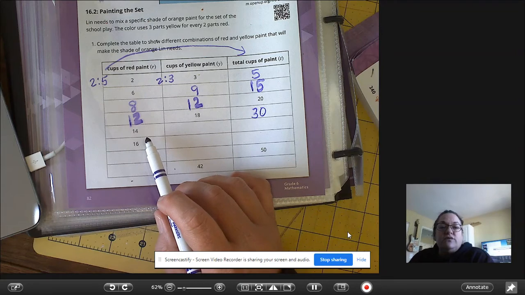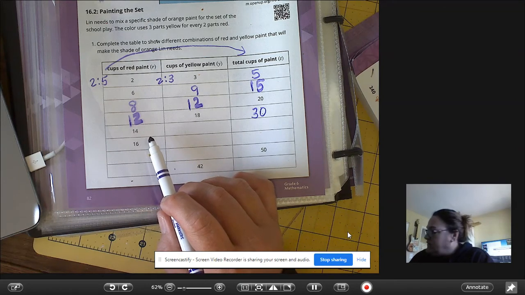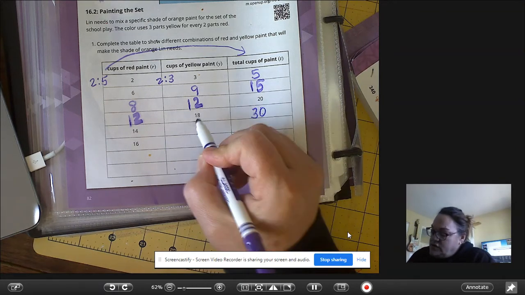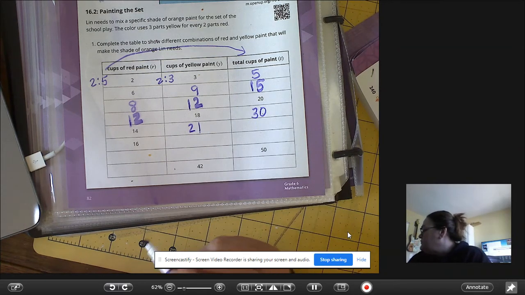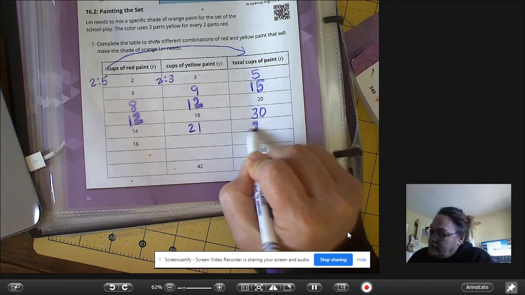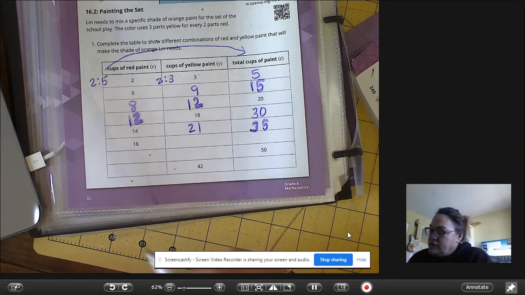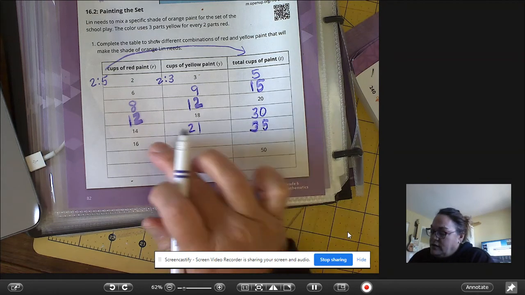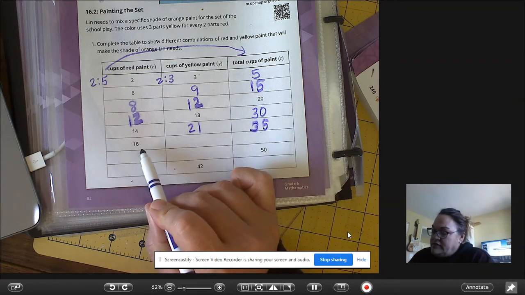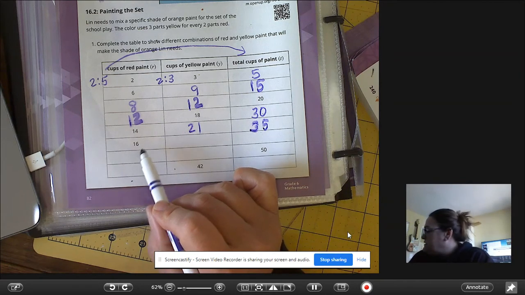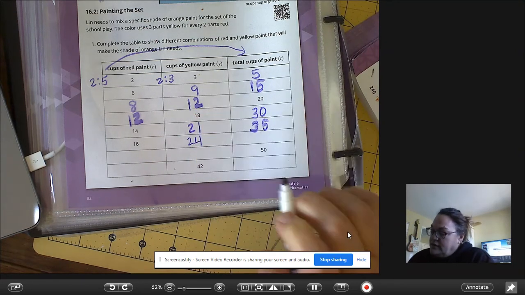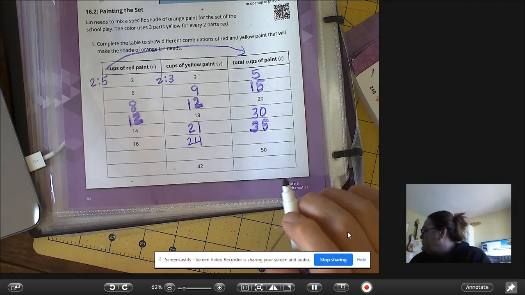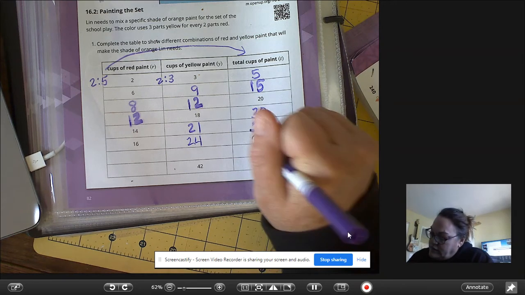So 14 we have multiplied by 1.5 is 21, and total amount of paint would be 35. We're just adding those two, 14 plus 21. Down here we have 16. 16 times 1.5 is 24, and total amount 24 plus 16 is 40.